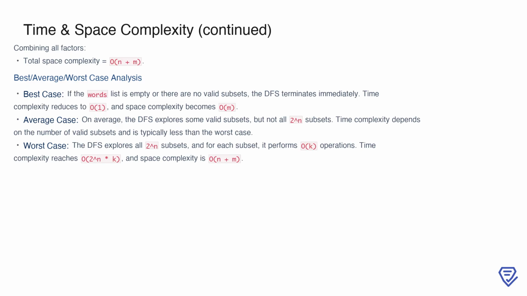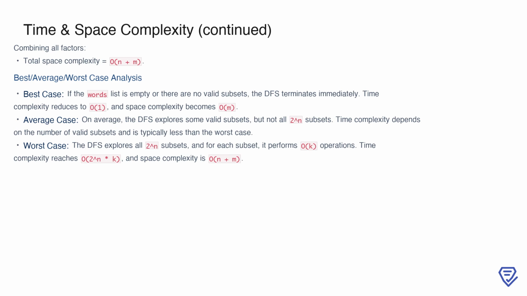In the best-case scenario, if the words list is empty or there are no valid subsets, the DFS terminates immediately. Here, the time complexity reduces to O(1), and the space complexity is dominated by the available counter, resulting in m.